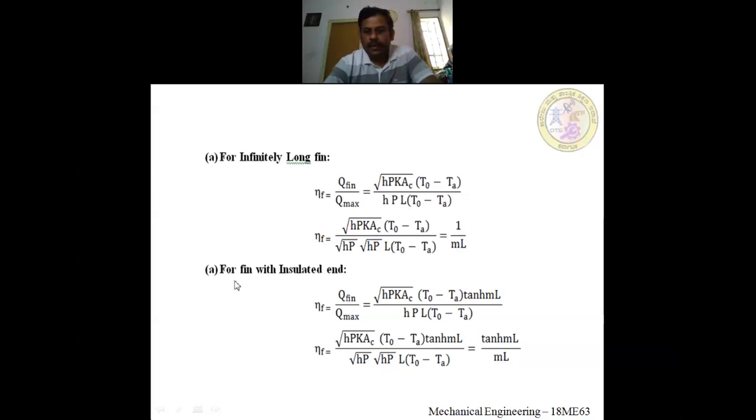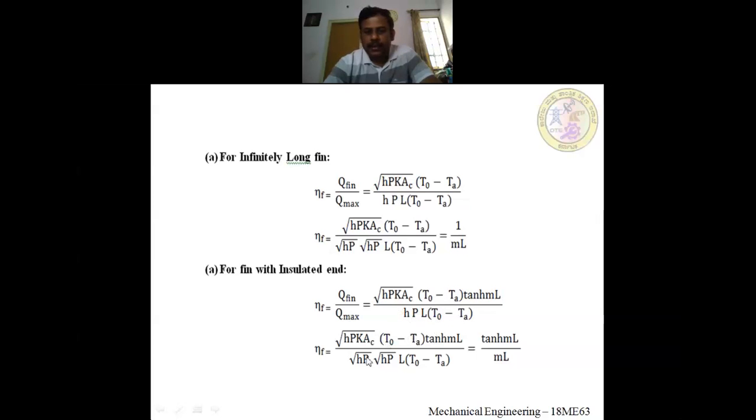Next, for a fin with an insulated end, you know the formula for heat transfer: square root of HP K times AC, T naught minus TA, into tanh(mL). What is the maximum possible heat transfer? It is h into the surface area of the fin, which is given by perimeter into length, times T naught minus TA. Again, T naught minus TA gets cancelled.